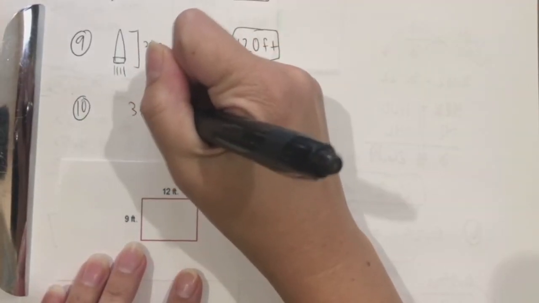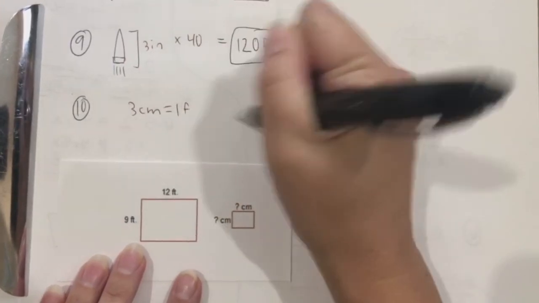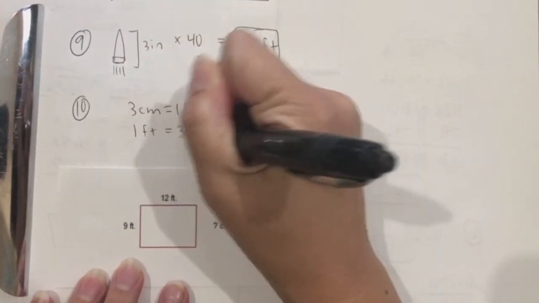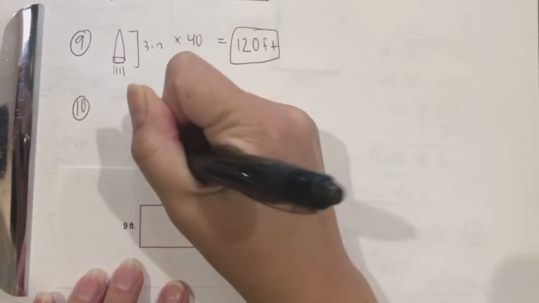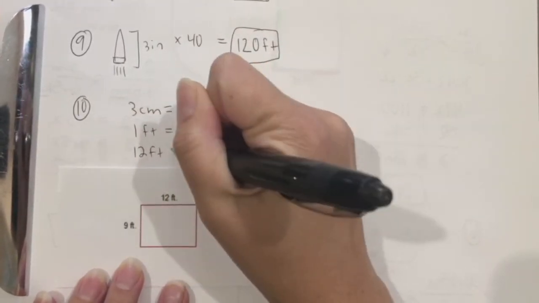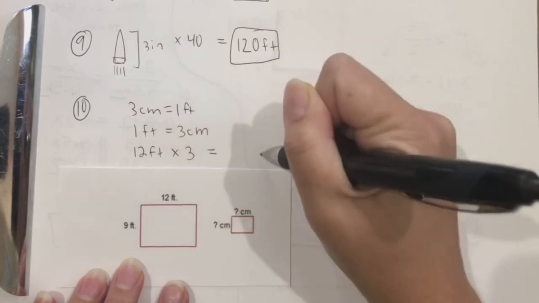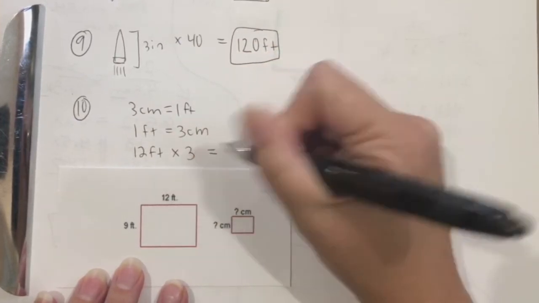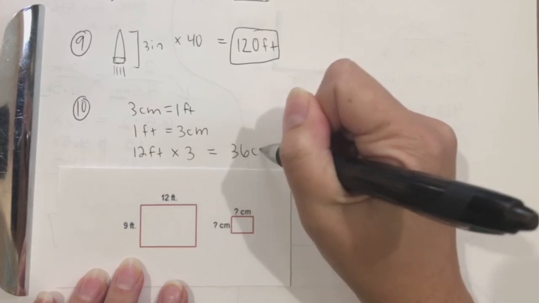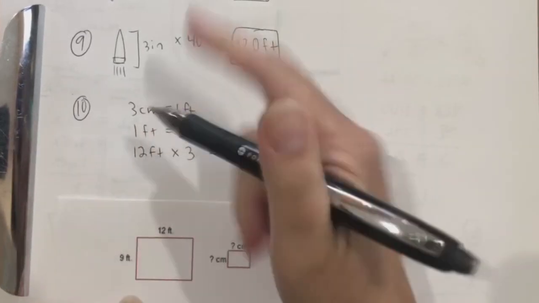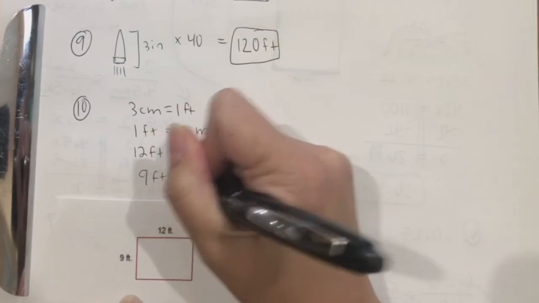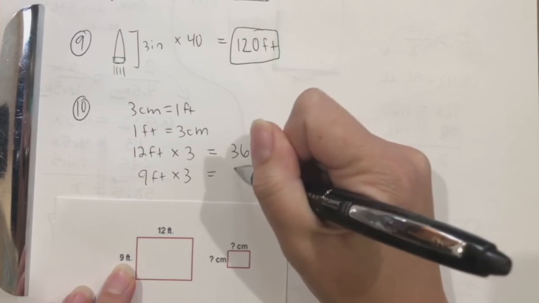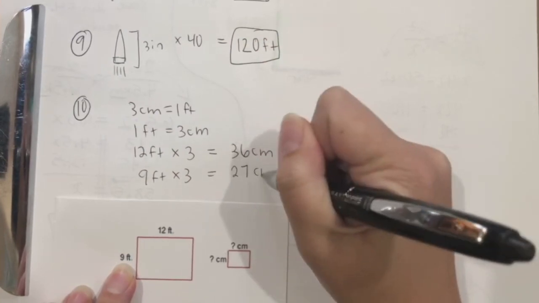It says 3 centimeters equals 1 foot, but we can write it the other way, that 1 foot is equal to 3 centimeters. So if we have 12 feet, we just multiply that by 3 to get the number of centimeters, which would be 36, because 12 times 3 is 36. And the same thing here, 9 feet times 3, 9 times 3 is 27 centimeters.